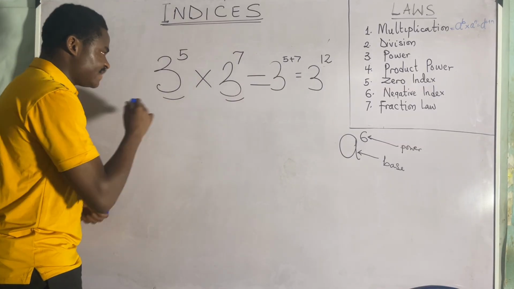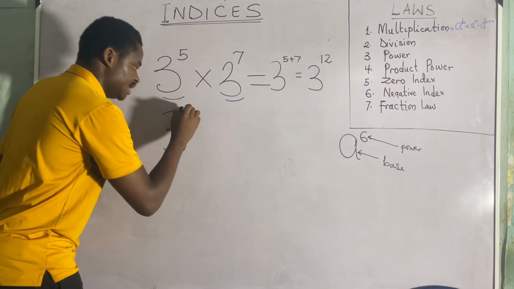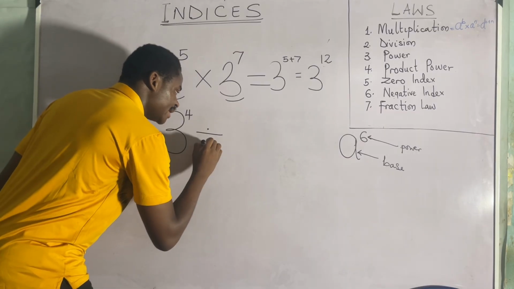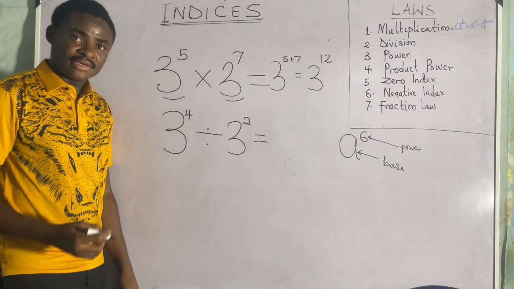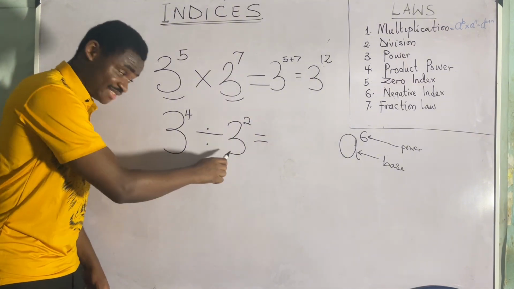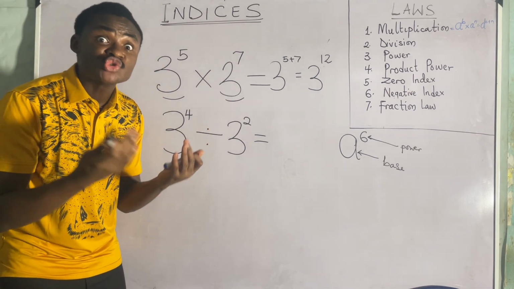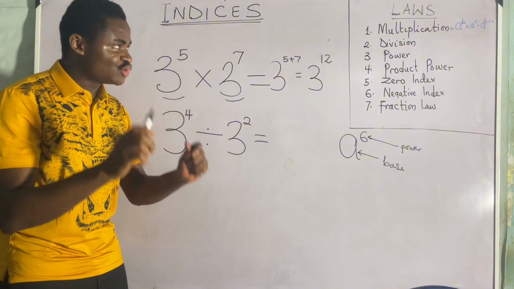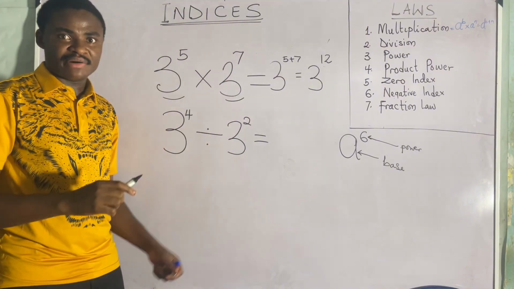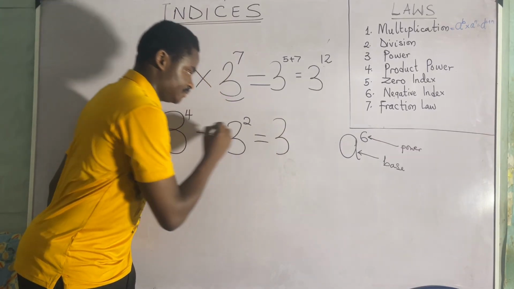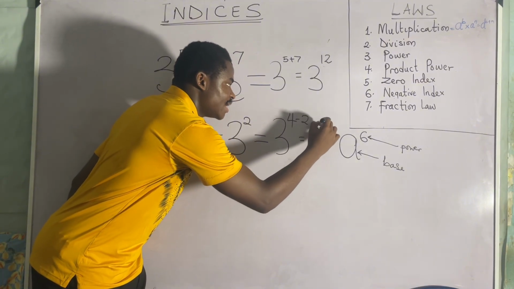The division law says that if I have, let me give you the same thing again. Now, watch again. If I have 3^4 divided by 3^2, the law says that they must have the same base. Because they have the same base, what do you do to the powers? You subtract their powers. If it is multiplication law, add the powers. If it is division law, subtract the powers. So that means 3, subtracting the powers, 4 minus 2. This will be 3 to power 2.